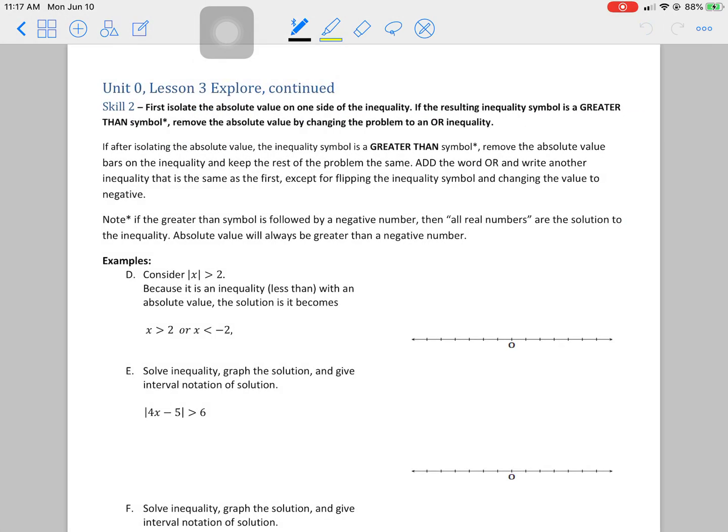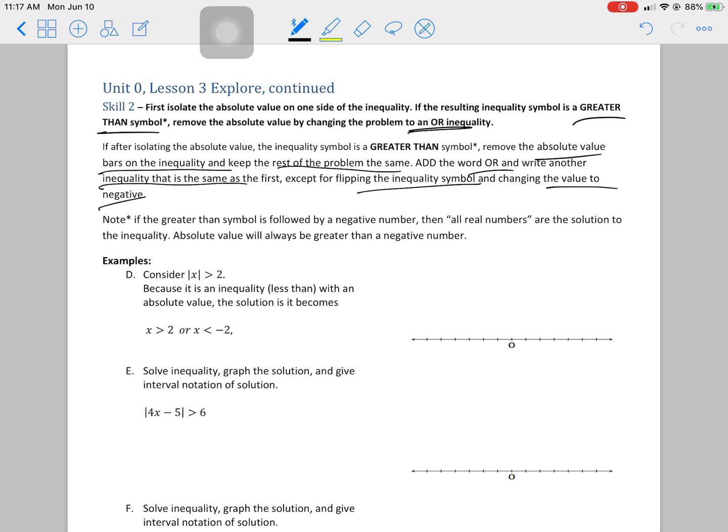All right. Next page. What if you have a greater than? That should be your next thought. Instead of turning into a three-parter, those three-parters are ands. When you have a greater than, you're going to be turning it into an or. You're going to remove the absolute value, keep the rest of the problem the same on one side, add the word or, and write another inequality the same as the first, except flipping the symbol and changing the sign.